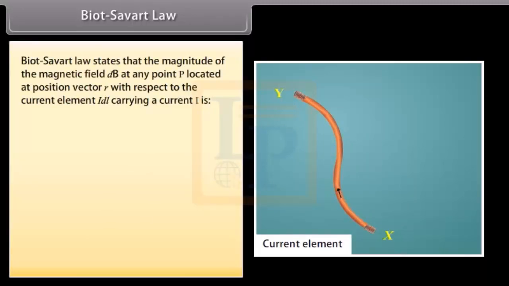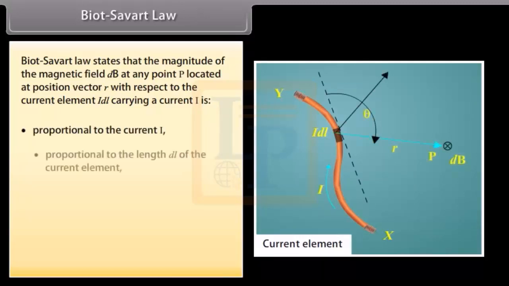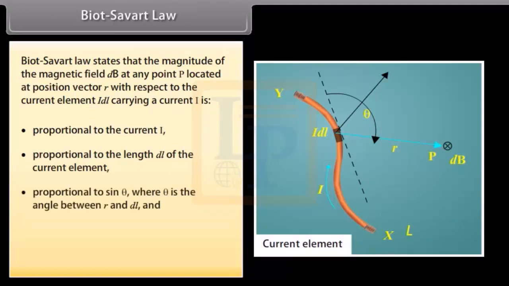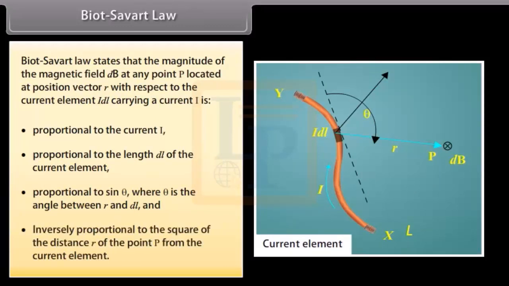Biot-Savart law states that the magnitude of the magnetic field dB at any point P located at position vector r with respect to the current element I dl carrying a current I is proportional to the current I, proportional to the length dl of the current element, proportional to sin theta, where theta is the angle between r and dl, and inversely proportional to the square of the distance r of the point P from the current element.